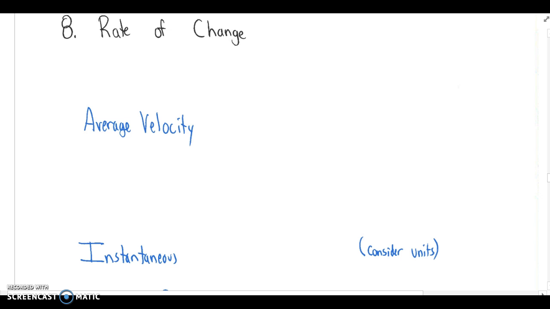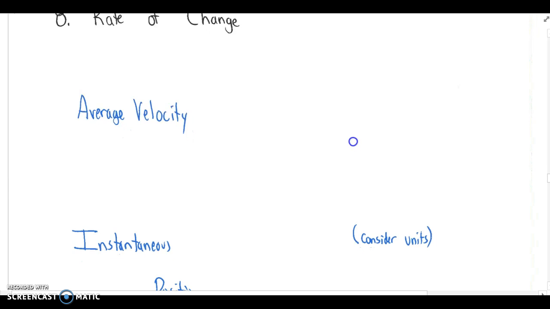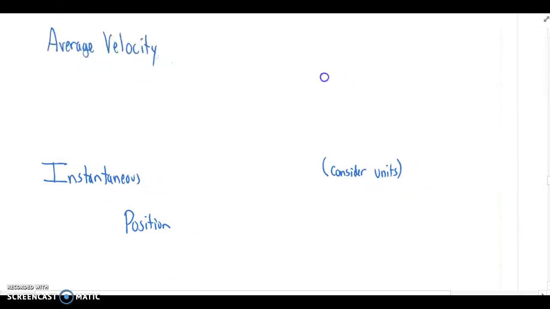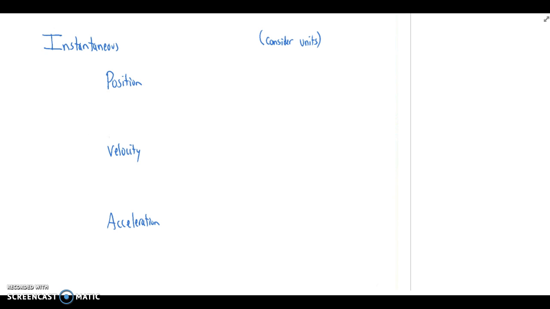And then lastly, we looked at rate of change, and this is one of the really big topics in this one. If we want to find the average velocity over a certain time, we're going to take the total distance divided by the total time. Beyond average, with calculus, we can get into instantaneous position, velocity, and acceleration.